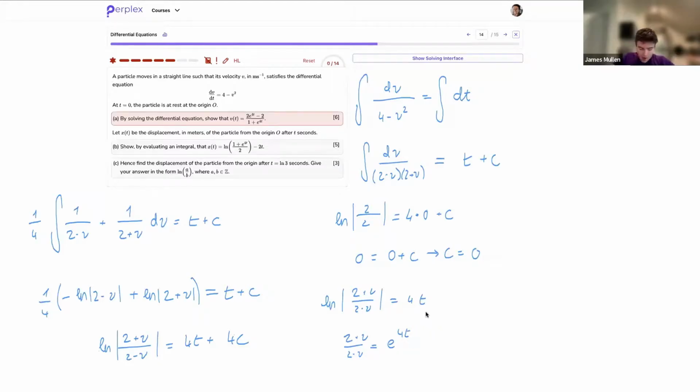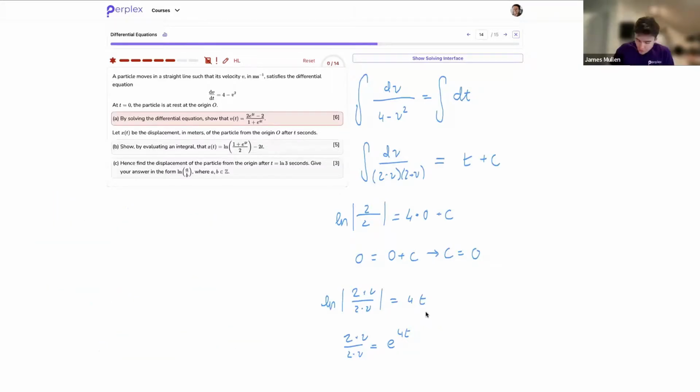Okay? And now I have to do a little bit of rearranging. I'm going to say that I now have 2 plus v is equal to 2e to the 4t minus ve to the 4t. And I'm going to try and isolate all the v's together. So I have v times 1 plus e to the 4t, because I bring it to the left-hand side, is equal to 2e to the 4t minus 2.